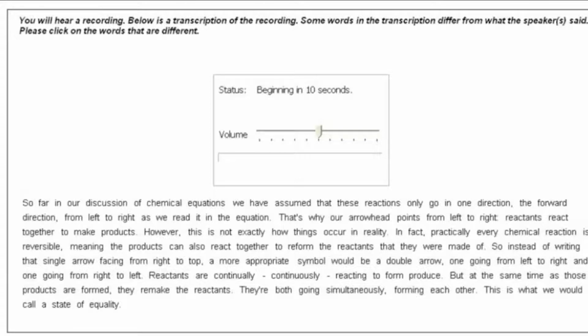In fact, practically every chemical reaction is reversible, meaning the products can also react together to reform the reactants that they were made of. So instead of writing that single arrow facing from left to right, a more appropriate symbol would be a double arrow, one going from left to right and one going from right to left. Reactants are continuously reacting to form products, but at the same time, as those products are formed, they remake the reactants. They're both going simultaneously, forming each other. This is what we would call a state of equilibrium.